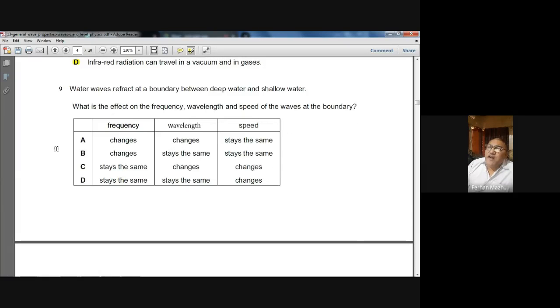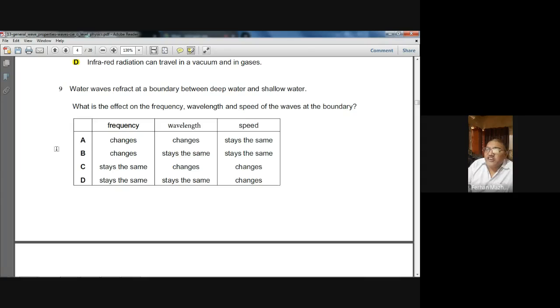Water waves refract at a boundary between deep water and shallow water. What is the effect on the frequency, wavelength, and speed of the waves at the boundary? The frequency will be unchanged. The wavelength will decrease. It will change. I mean, the speed will decrease.